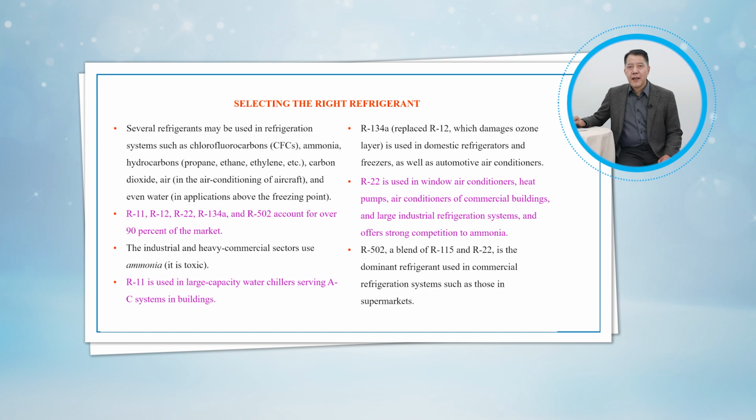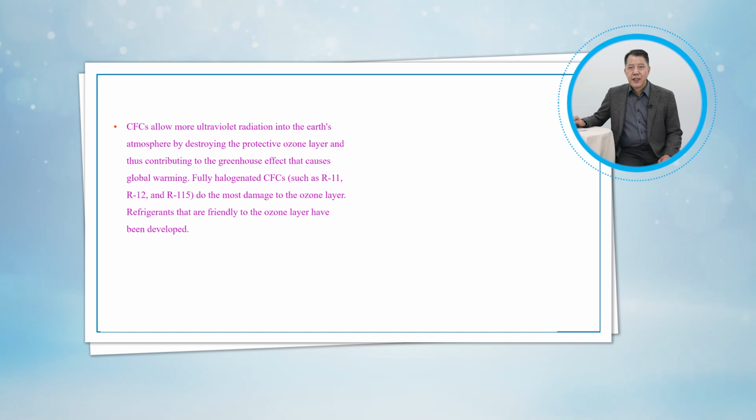R502, a blend of R115 and R22, was the dominant refrigerant used in commercial refrigeration systems, such as those in supermarkets, but its use has been discontinued. Several replacement options to R502 are available.